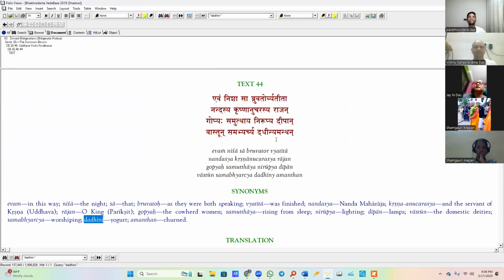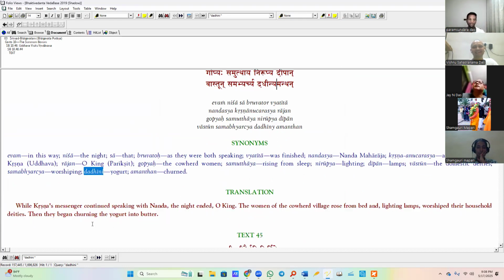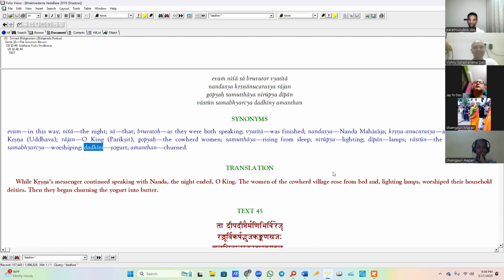Because we can't literally say two yogurt. It's like water. We can't say two water, one water. It has to be Bahuvachana. So we have an example here. They began churning the yogurt into butter. So this is an example for Bahuvachana, the Dhini, with the long E first and the second, the Vamana E at the end. Okay.